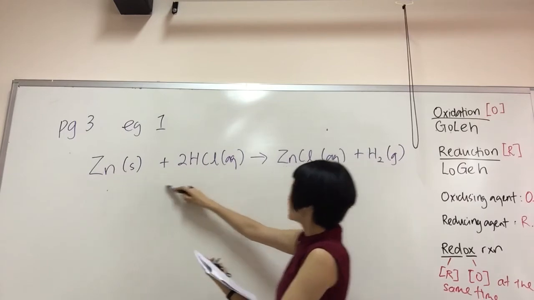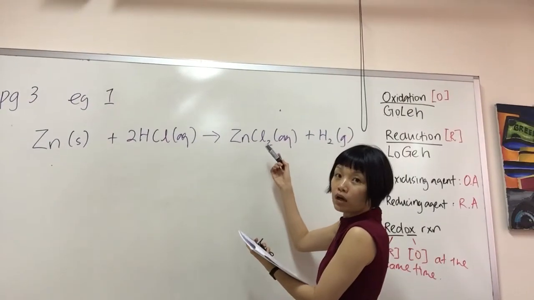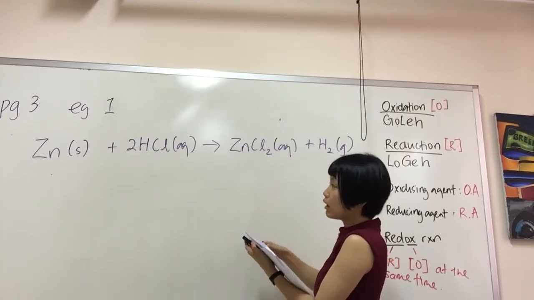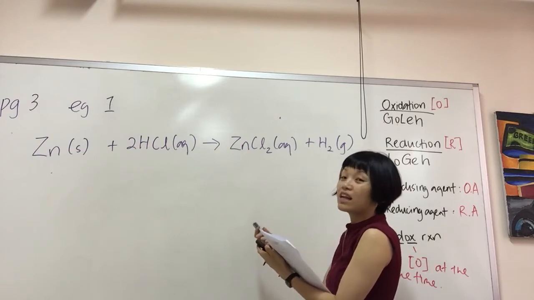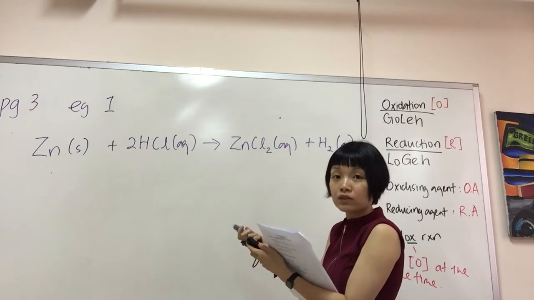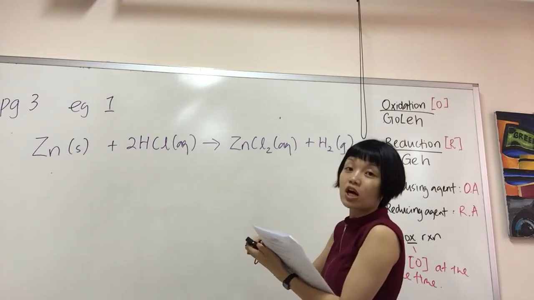Let's say if you go to zinc chloride, there's no gain or loss of hydrogen, so you know that you cannot use that as well. So then how? We can look at it using another method, which is in terms of electron transfer. For you to look at it in terms of electron transfer, you need to see the formation of ions, the charges of the ions.